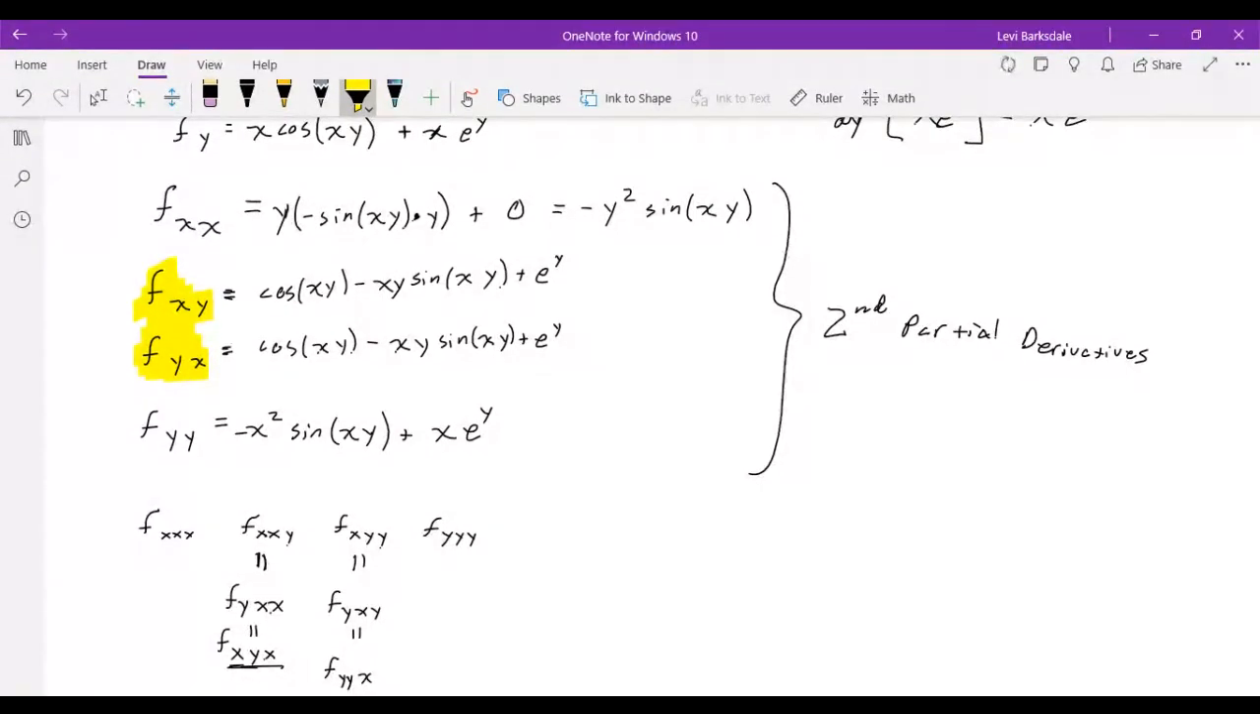Yes, this is a theorem. It's known as Clairaut's theorem. Basically it says your partial derivatives are going to be the same as long as they have the partial derivative with respect to the same variables. So it doesn't matter if you do the derivative with respect to x and then y, or the derivative with respect to y and then x. It just matters that the variables in here are all the same letters. It doesn't matter what order they're in.